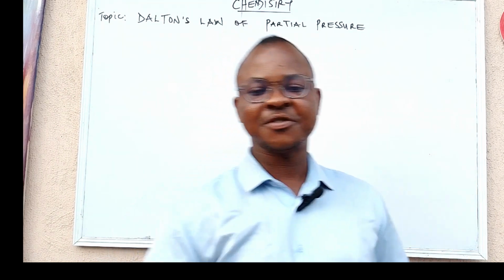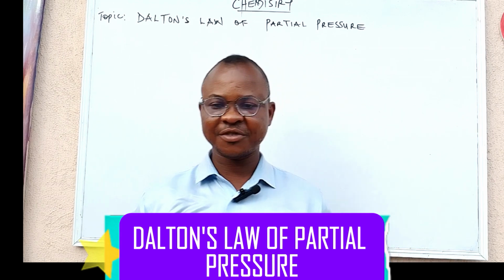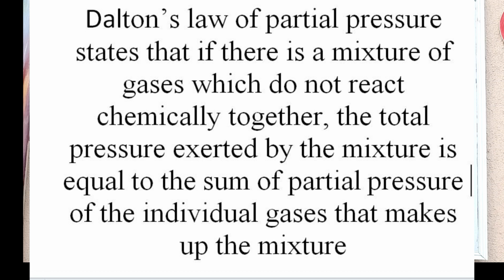Right. Now, the first thing, let's look at the definition of Dalton's law of partial pressure. By definition, Dalton's law of partial pressure states that if there is a mixture of gases which do not react chemically, the total pressure exerted by the mixture is equal to the sum of the partial pressures of the individual gases that make up the mixture. The pressure exerted by these individual gases is called partial pressure.